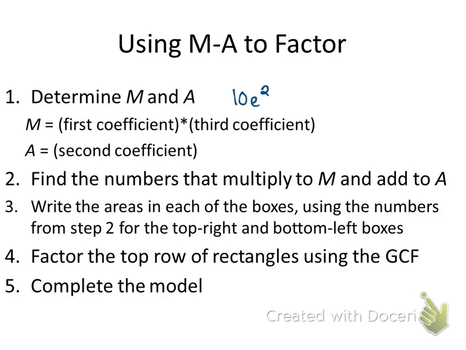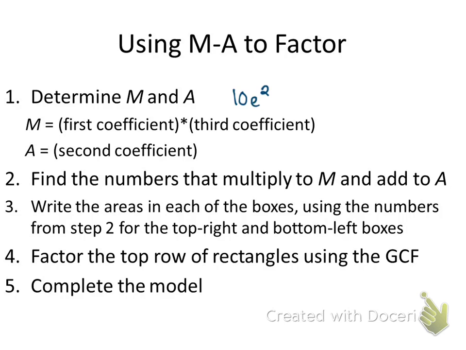So M, you take your first coefficient, so your first number, and you multiply it by your third number. That little asterisk looking thing right there means to multiply. Then your A is going to be your second coefficient, so your second number. Then we have to determine what can I multiply together to get the M and add together to get the A. I'm going to give you a cheat sheet for that in just a second. Okay? Step 2, you find the numbers that multiply to M and add to A.